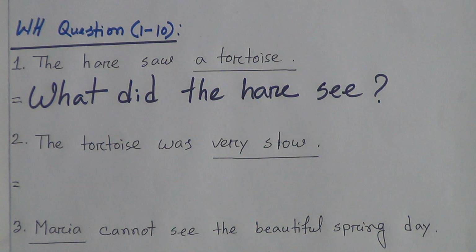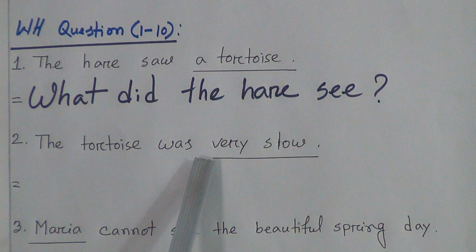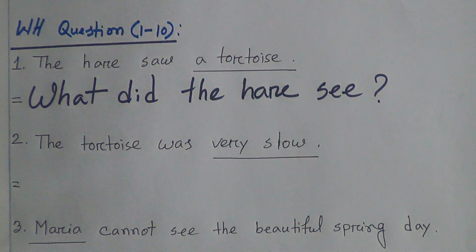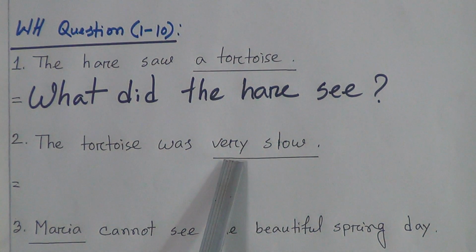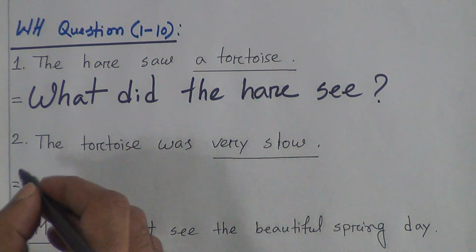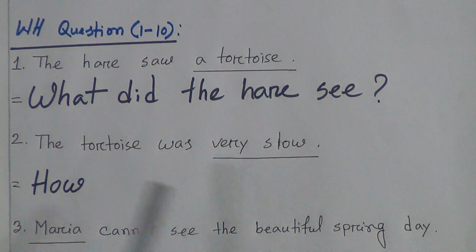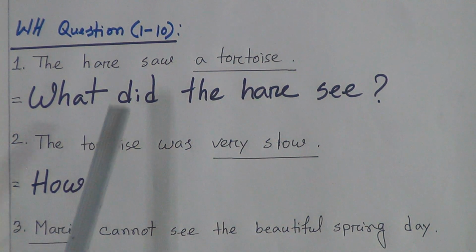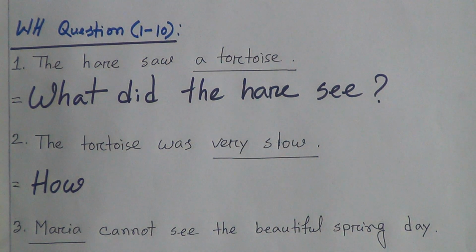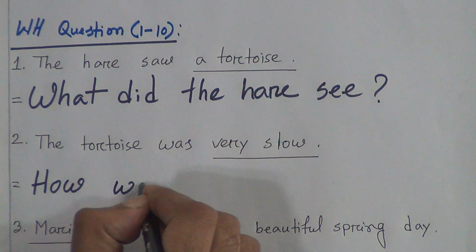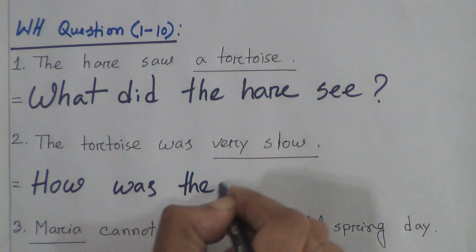The next sentence is: the tortoise was very slow. Look at the underlined portion of the sentence, very slow. This indicates the condition of the tortoise. When we find a condition or situation, we will use how. And when we ask a question with how, we don't use do verbs, we will take the main verb directly. So, how was the tortoise?